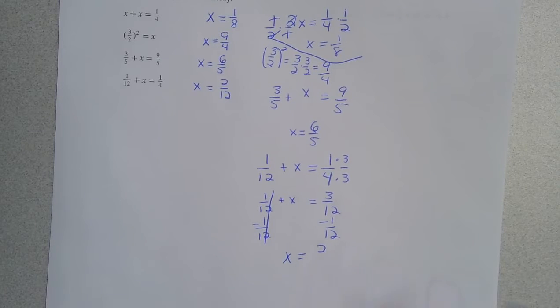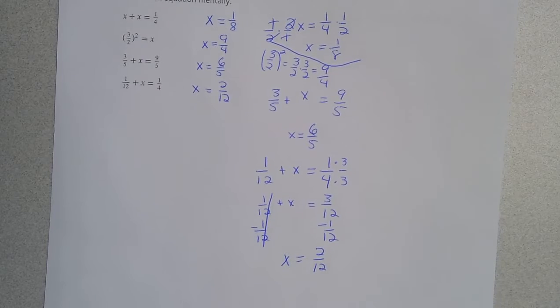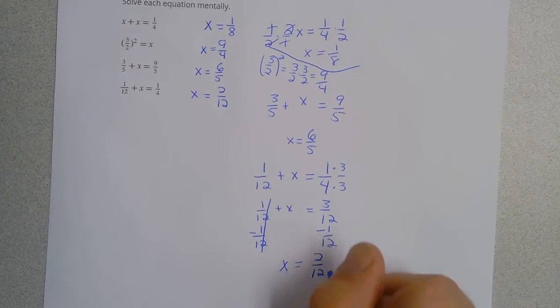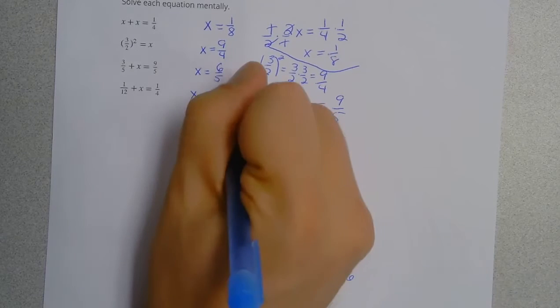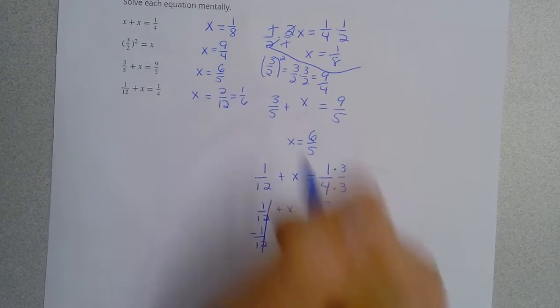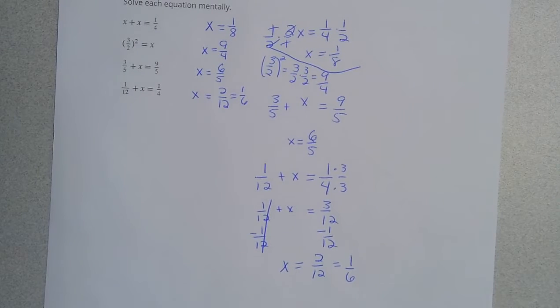And x would equal 2. I forgot to put the 12 there, so 2 out of 12. That's a nice answer. x could equal 2/12, but you can also simplify that. 2/12 can be simplified to 1/6, so this also could equal 1/6. I just wanted to show that work process for you as well.